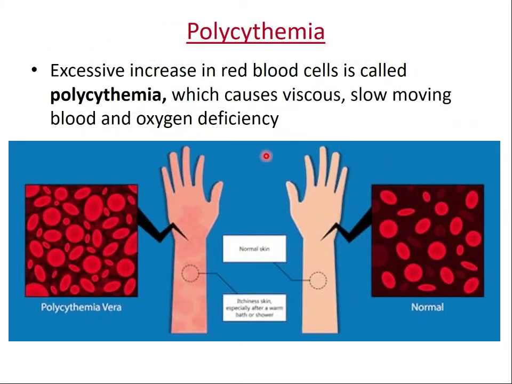What happens if there is more erythropoietin, more red blood cells that are produced, more than what we need? So an excessive increase in red blood cells is called polycythemia. Polycythemia causes our blood to be very viscous and start moving slowly. And since the blood is now moving slowly, even though there is more red blood cells, that can cause oxygen deficiencies. So with polycythemia, we will get this reddened skin because there is more red blood cells, and it will also start having this itchiness on it.